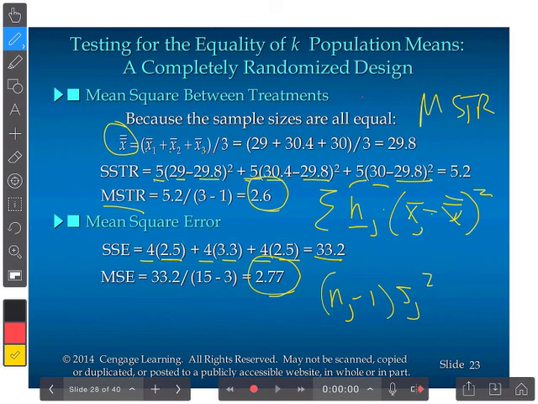So now look at the ratio of MSTR to MSE. If we compare MSTR to MSE, those are not very different. So therefore, we are not going to get a very large F value.